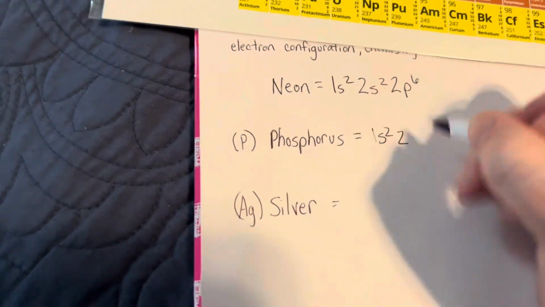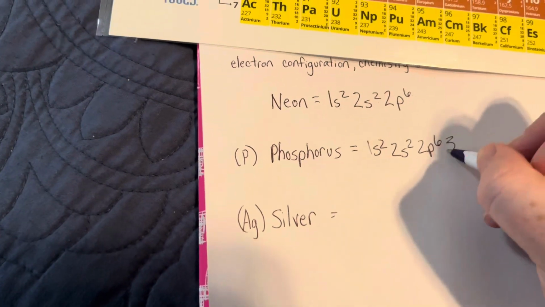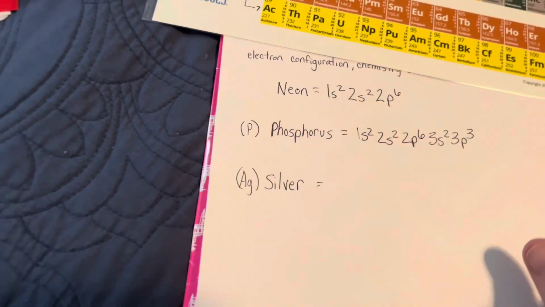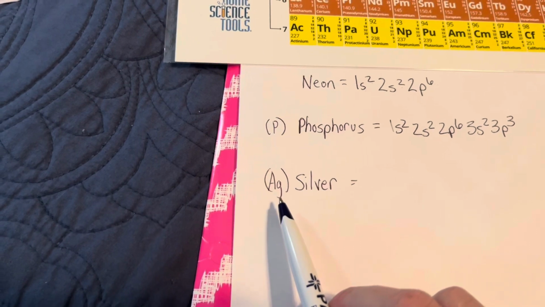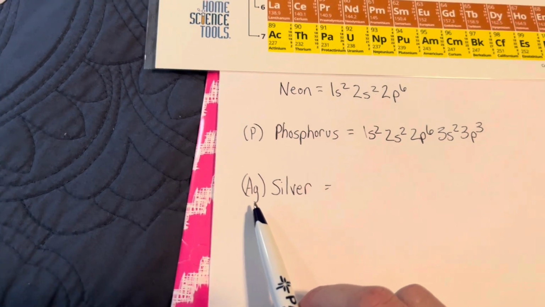1s2, 2s2, 2p6, 3s2, 3p3. Okay, now let's try another one. Let's do silver. On your periodic table, the symbol is Ag, which comes from the Latin word argentum.